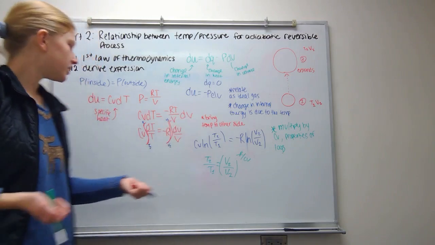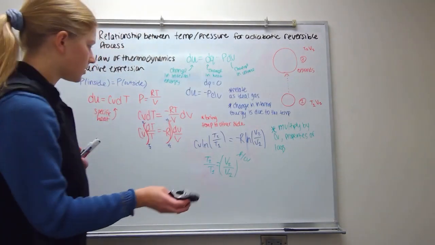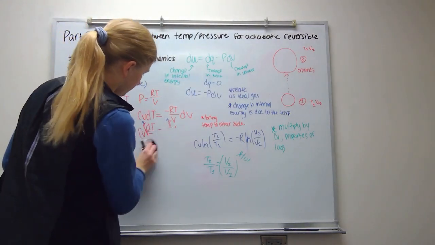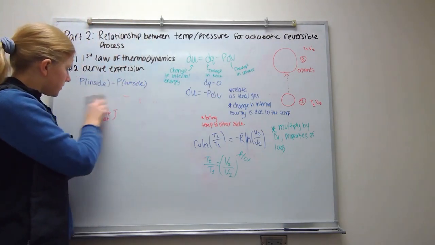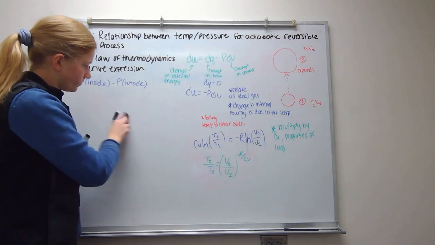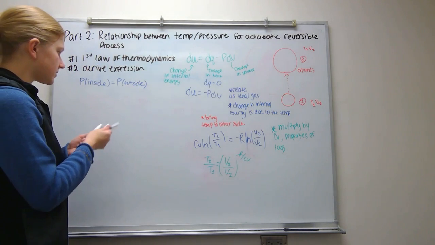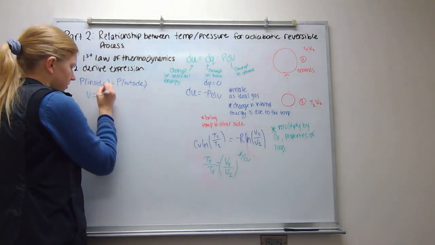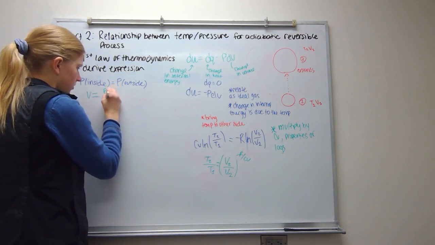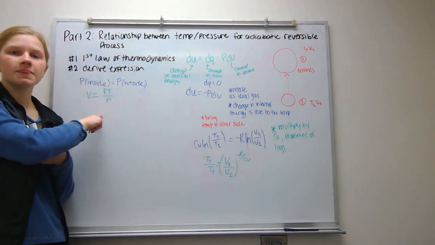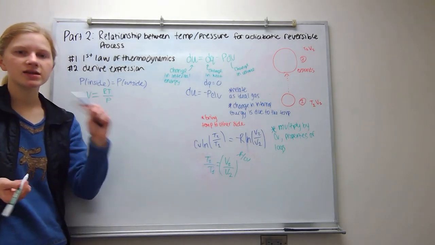So we're going to go back to our ideal gas here, and I'm actually going to erase to make some more space. We have our volume equals RT over P, just like that. So this is just from our ideal gas law, and we're going to substitute that into here.